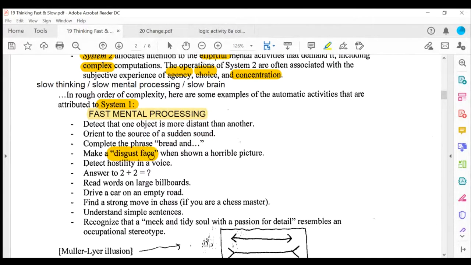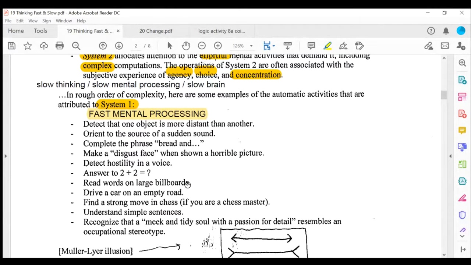Making a disgust face when you're shown a horrible picture, absolutely fast processing. Detecting hostility in someone's voice. You don't have to put a lot of effort into that for most of us to notice when somebody's tone has shifted to a little bit of anger and hostility. Notice simple computations are automatic to us. 2 + 2 = 4 comes very naturally to all of us, very intuitively. Complex math is a little bit more on the slow processing side.